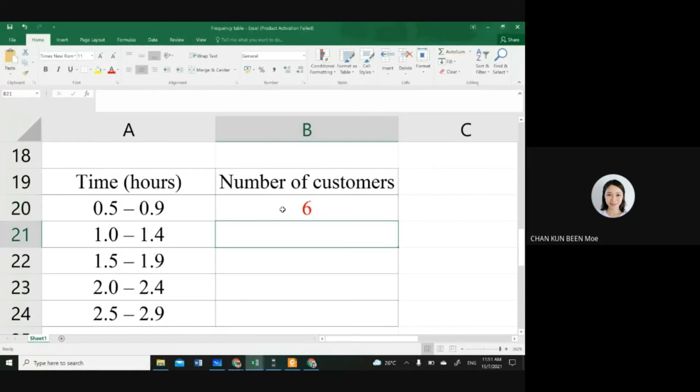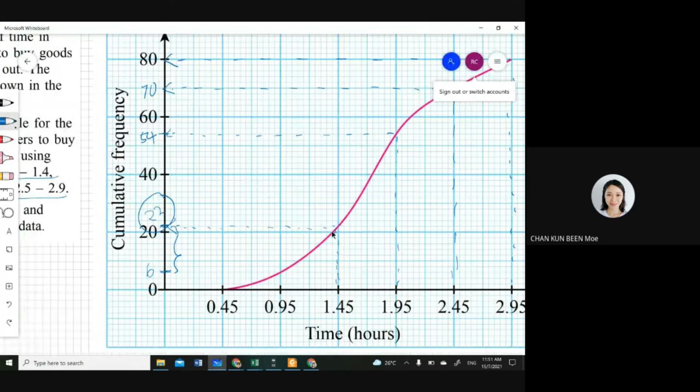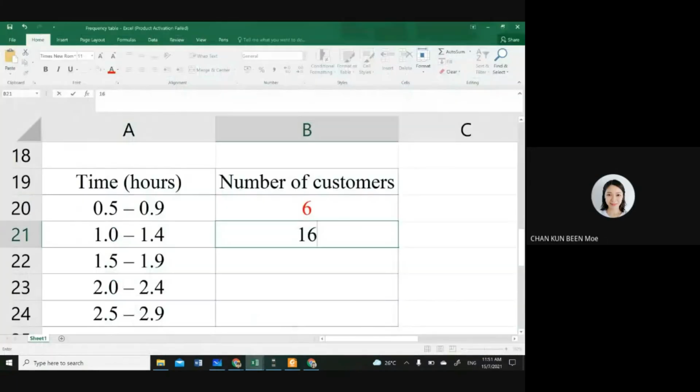Okay, and then just now you found out 22 minus 6 is 16, right? So this will be the second one. You can see the range 1.0 to 1.4. So it is 1.45 in the cumulative frequency. Next, to get the next one, you use 54 minus 22 to get the frequency over here. 54 minus 22 is 32. So we input the answer for the next one, 32.